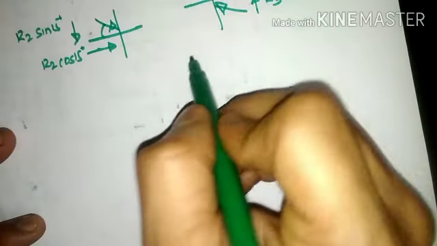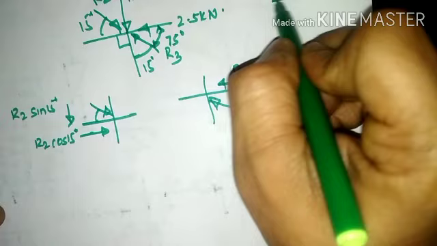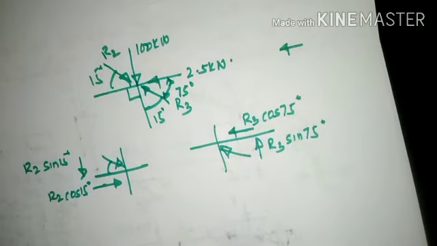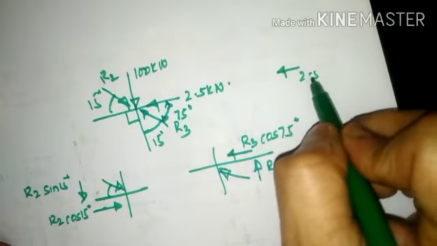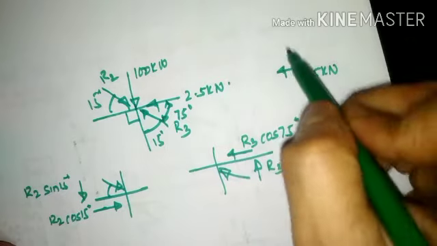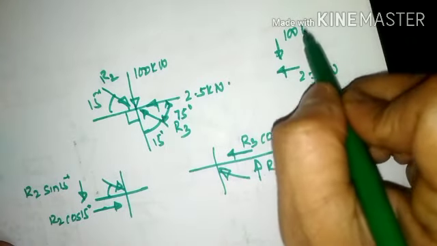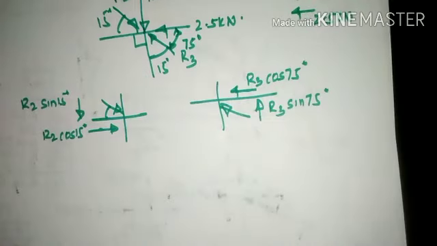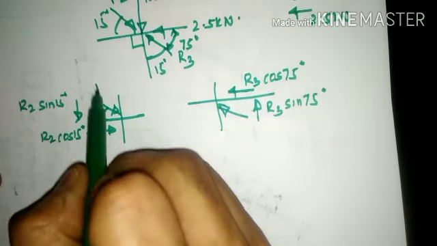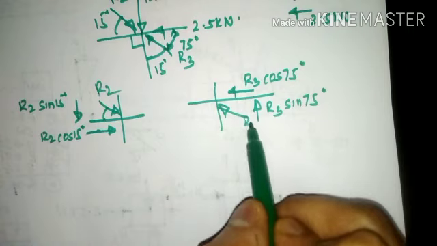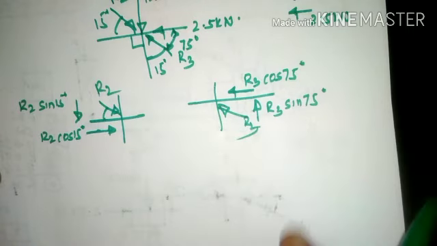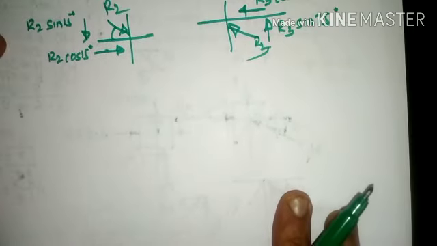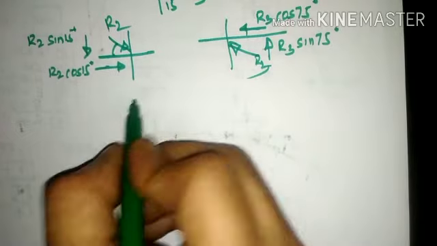Whereas the other two forces, 2.5 kilonewton horizontal, there is no need to resolve, keep it as it is. 100 kilonewton vertical, keep it as it is. We are going to resolve only the forces which are inclined, and the inclined forces are R2 and R3. So we have resolved them along the vertical direction and the horizontal direction, that is the y direction and the x direction.